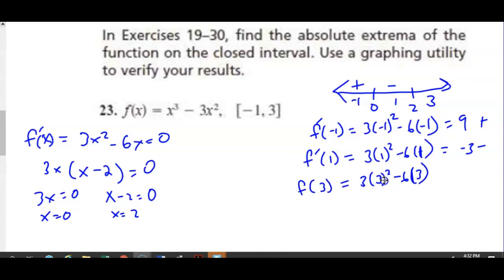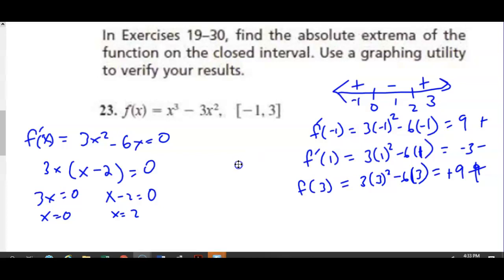Then 9 times 3 is 27, minus 18, that's 9, so that's negative, right? No. That is still positive 9. Sorry about that. Positive 9, right? So the graph, if you graph it, will look kind of like the other one.